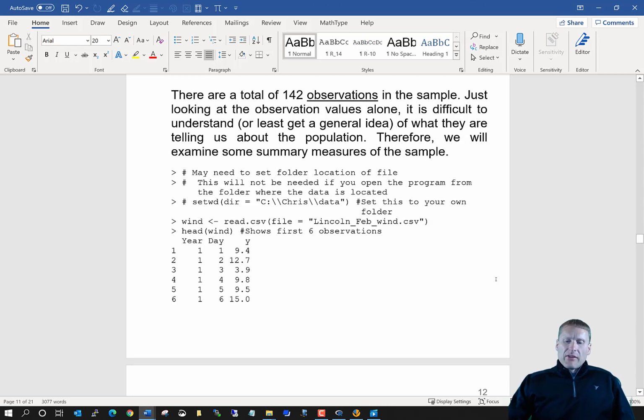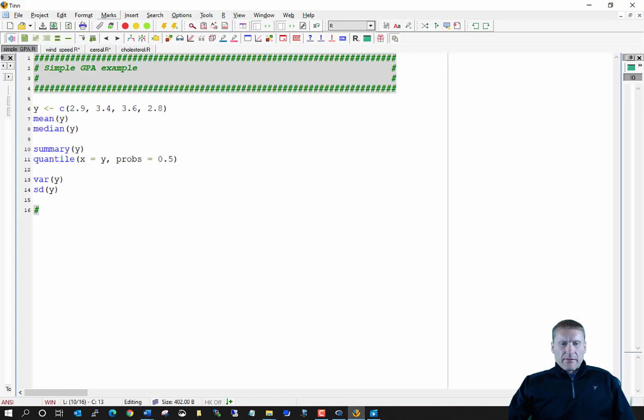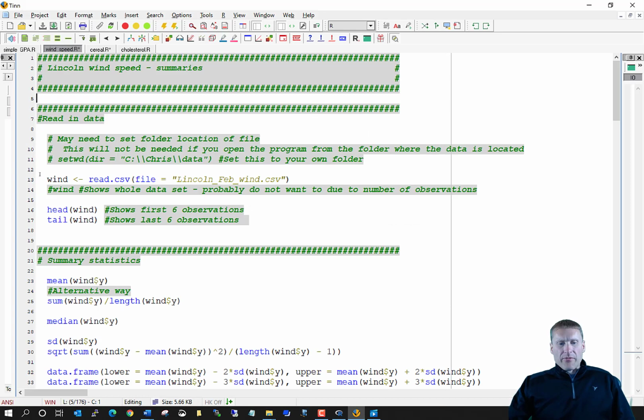So let's take a look at this. Let me come over here to the wind speed example. The data is actually in a comma delimited file. Again, you can download that from my website. What I'm going to do is read it in using the read.csv function and put it into an object called win. I've already done that.